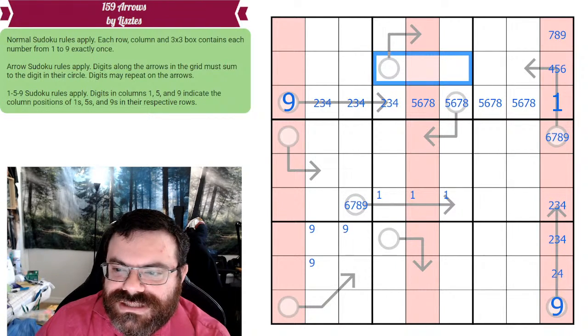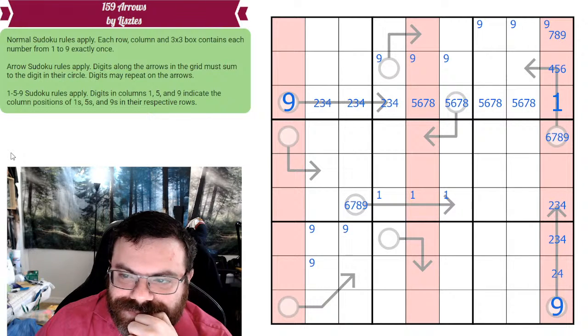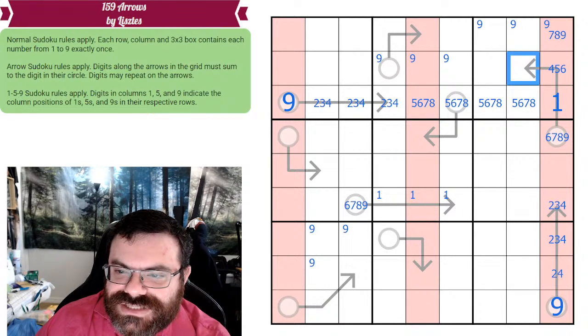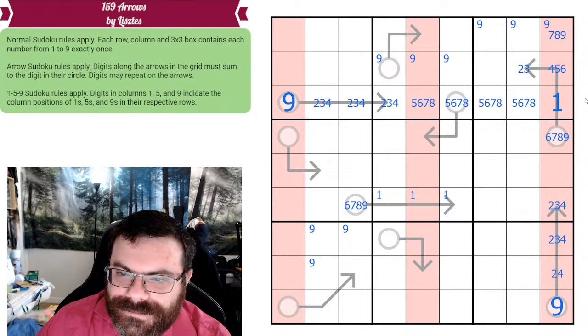And so that means the 9 is in one of these, and the 9 is in one of these. So this has to be a 2 or a 3. And so this is at least 4, 5, 6, 7. This is at least 7. It can't be 1, 2, 3 anymore. So that means that there's a 9 in one of these 3.